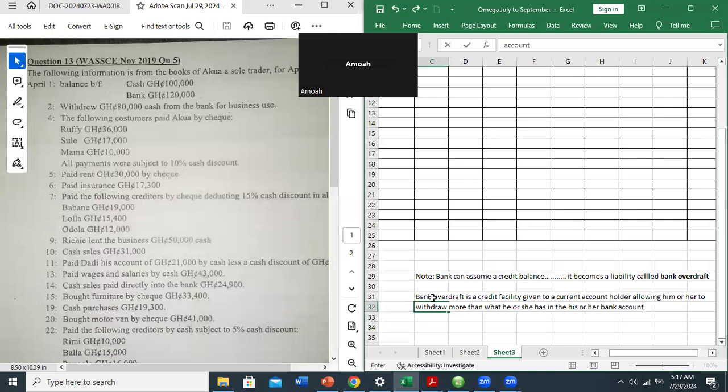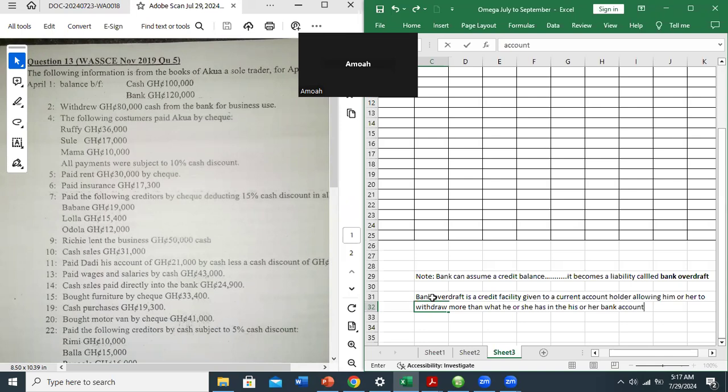So your bank can have a credit balance. Please pay attention. And I'm saying it is called a bank overdraft. And bank overdraft is a liability, specifically a current liability. Don't ever forget this.